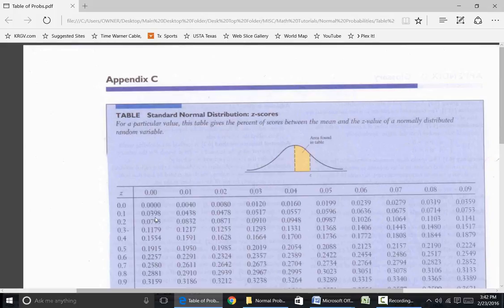Okay, or if it's asking me for the number of people that scored in that range, then I would take that value and multiply it times whatever the number was. Okay, if it was 1,000, I would multiply that by 1,000, and I would get say 39.8.